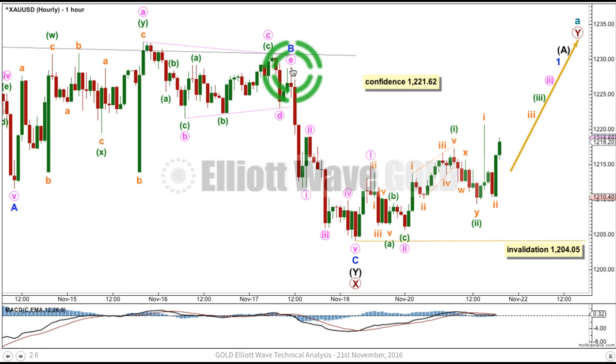If C begins here, then it fits as 1, 2, 3, 4, 5, a complete 5-wave impulse, and so we may have had a trend change down here and a new wave up to last about 6 months for gold at this low right down here, which is pretty close to the target we had at 1204.